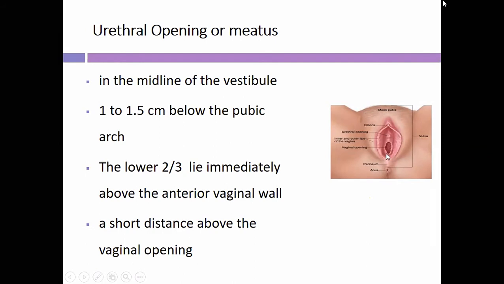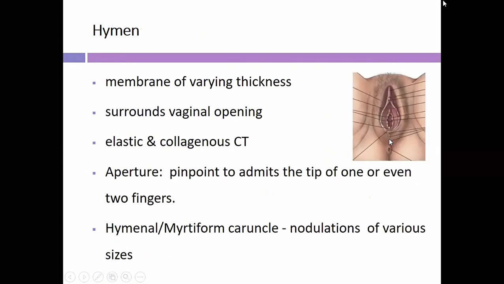Some may be inserting the catheter through the vaginal canal. Of course, there will be no urine output, or this could not be identified. Some will try to look for the urethral opening here. So it is important that you know the location of the urethral opening. So this is just above the vaginal opening and beneath the clitoris. So make sure you are not poking into the clitoris in trying to insert the catheter because you are causing the woman discomfort.